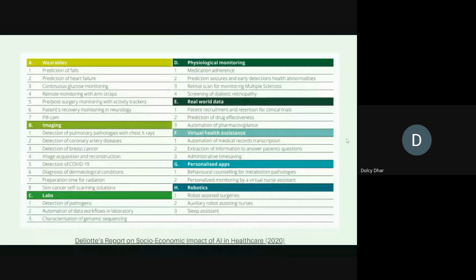Okay, I'll go a little fast. So this was just an in-depth look at the different places where AI could be used, like predicting falls, heart failure, glucose monitoring, and arm straps for saturation. Pill cam is nothing but a way to check whether you're taking the correct pill or not, because US FDA regulations now specify that every pill will have an inscription on it. Those inscriptions can help you identify what pill that is.